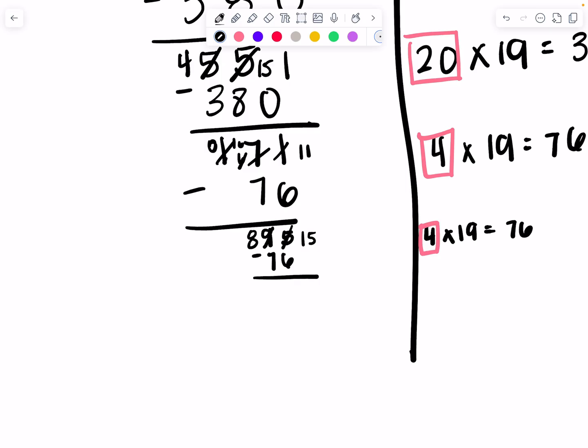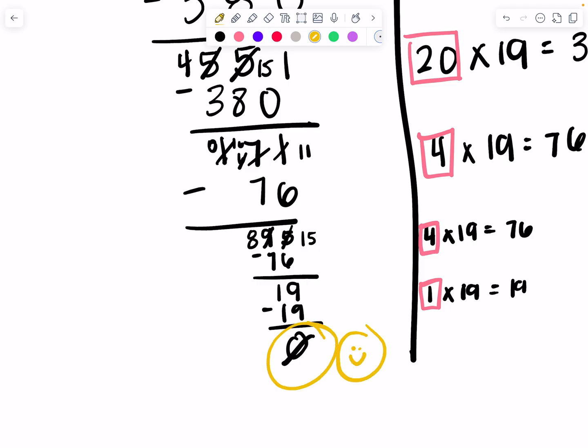Again, I'm having to borrow my numbers and regroup. 15 minus 6 is 9. 8 minus 7 is 1. Lastly, I can multiply 1 times 19. Get 19. And then I have solved until it is at 0.